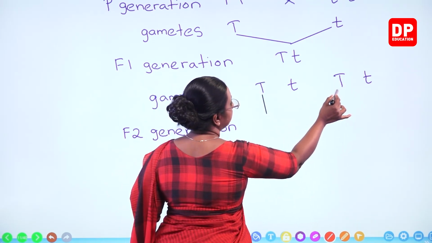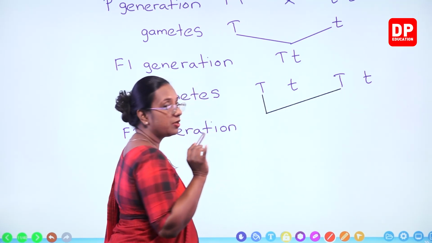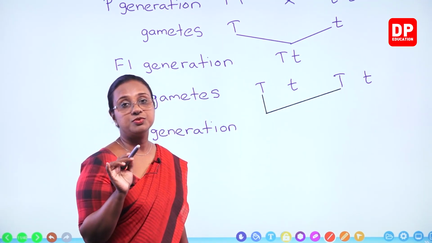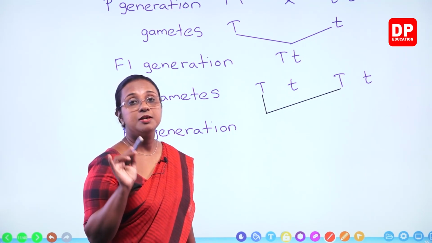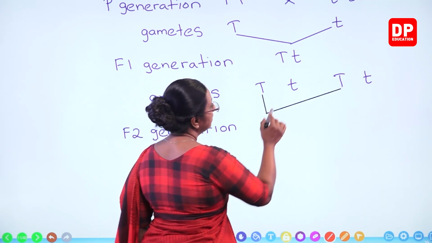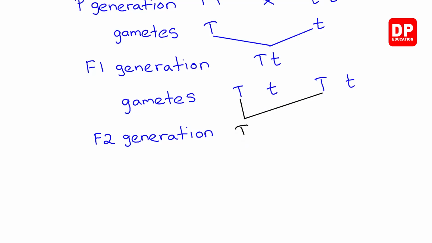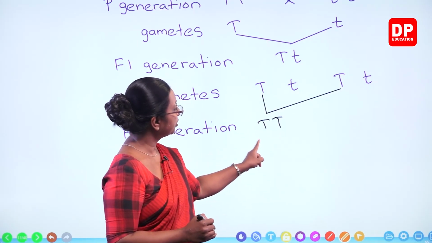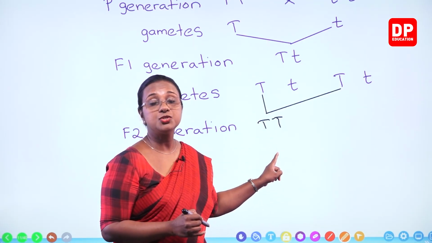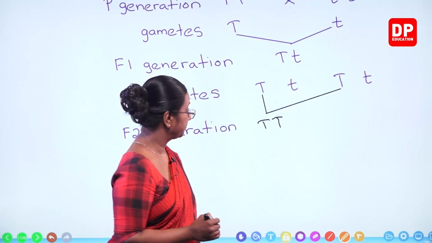This will combine with this. So here, for you all to understand, I am using different colors. But when you all write, you use one color. So here, these two can combine. The capital T combines with capital T. So both are dominant characters, tall character. This plant will be a tall plant.